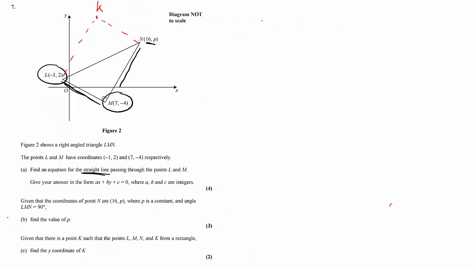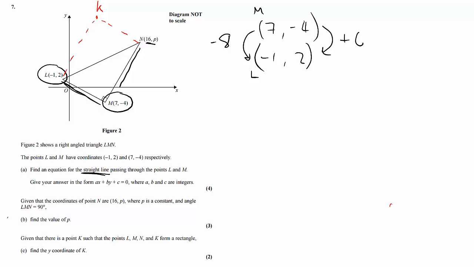So if we want to go from the coordinate 7, minus 4, to the coordinate minus 1, 2, this is M and this is L. Well, in the x coordinate, we've gone from 7 to minus 1, so we've had to minus 8. And in the y coordinate, we're going to have to have gone from minus 4 to 2, so we have to add 6. So as we said before, all we do is add this vector, minus 8, 6, to our coordinate at N, which is 16, 8.